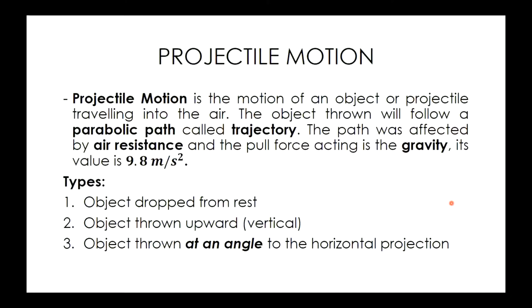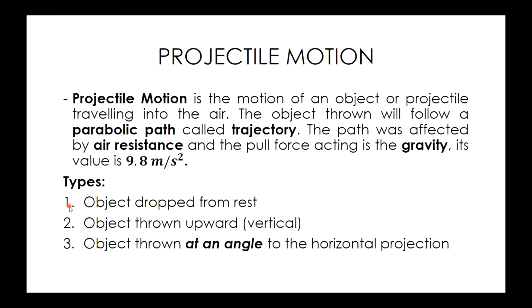So, for the definition, projectile motion is the motion of an object or projectile traveling into the air. The object thrown will follow a parabolic path called trajectory. The path was affected by air resistance and the pull force acting is the gravity. Its value is 9.8 meters per second squared sa metric and 32.2 feet per second squared sa English.